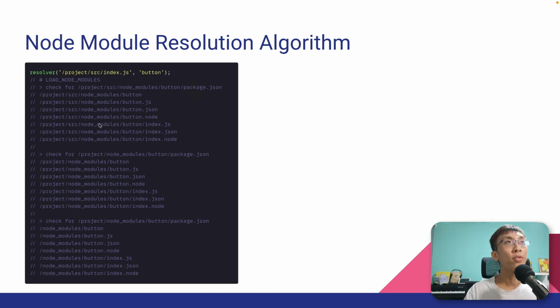And if you couldn't find it, then you will look up one level. The current level is project source node modules, so you will look up one level to project node modules and try to look for it. If you couldn't find it, then you will go one more level, to the node modules button package.json, to find the button folder as a library, as a directory, and try to load it. If you manage to find a file within any of these paths, then you'll return early. If you couldn't find it from all these paths, then it will be module not found.